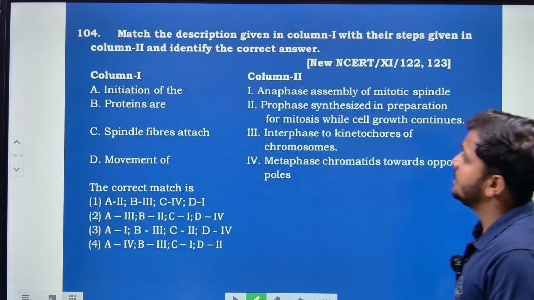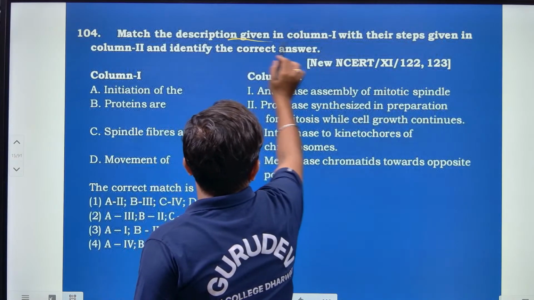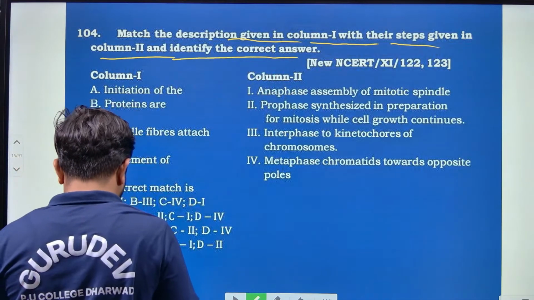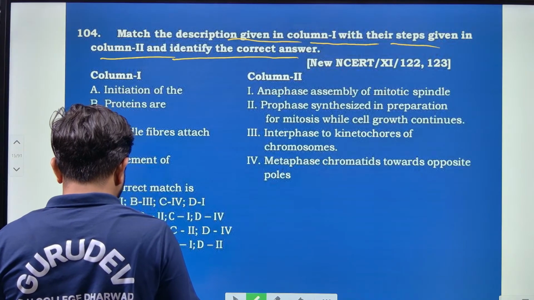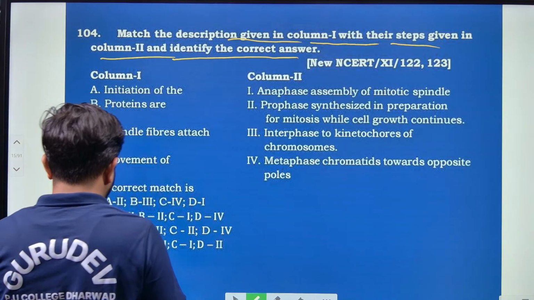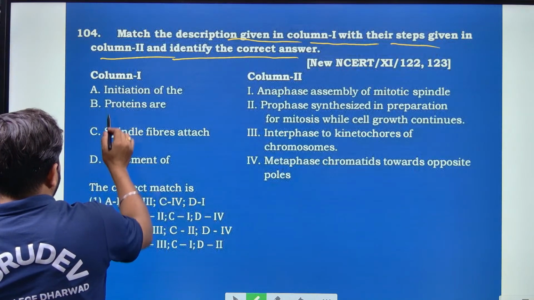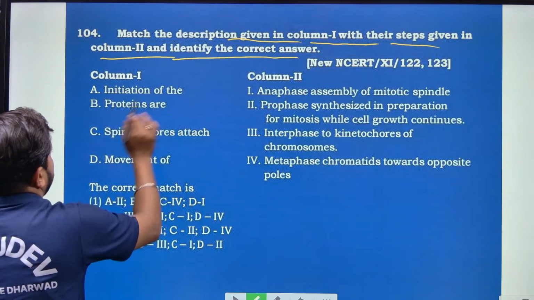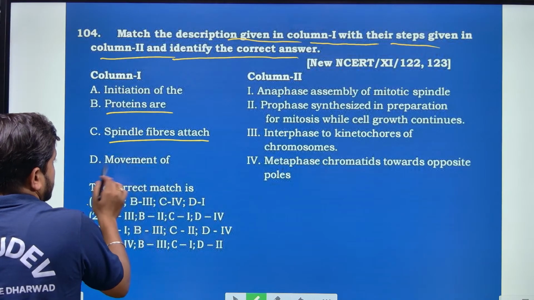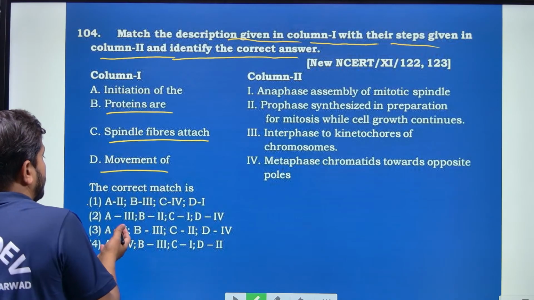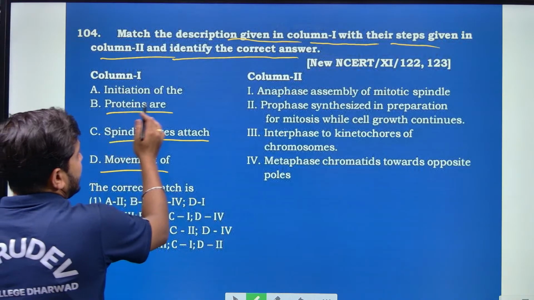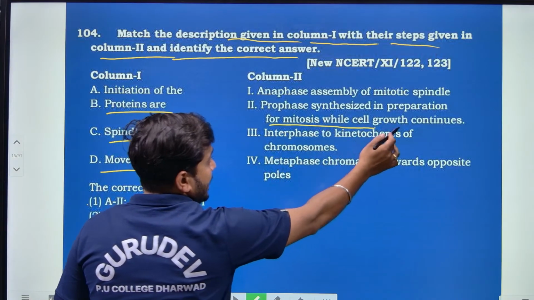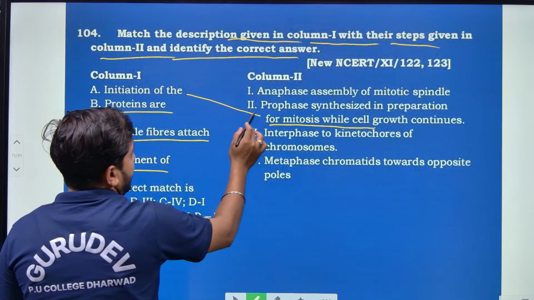Right. Then match the description given in column 1 with the steps given in column 2 and identify the correct answer based on that. So here we have to find out the correct match. What they are saying with respect to this is the initiation of prophase, the proteins, the spindle fibers attached to, and movement of, that is what we have to find out. So according to this, initiation of prophase: proteins synthesized in preparation for the mitosis while cell growth continues. So that is what we are going to find out here.